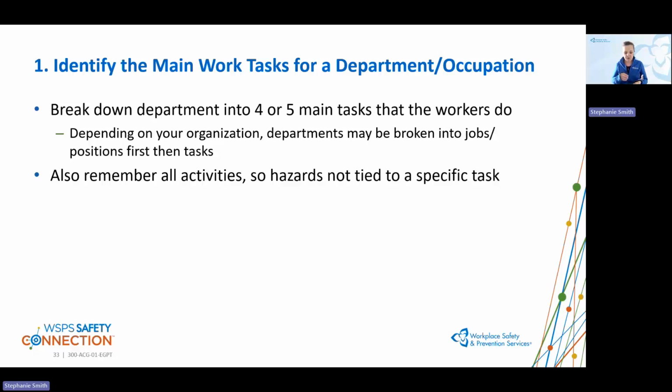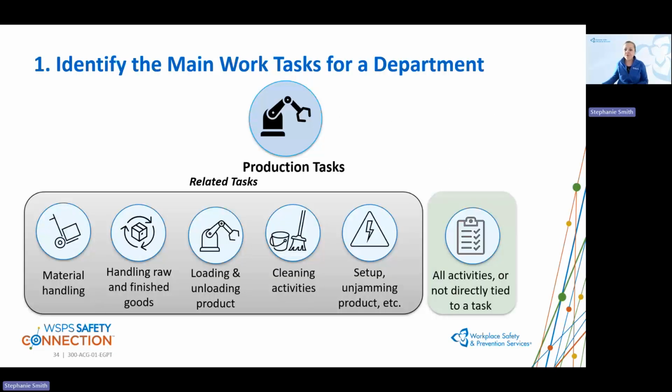But this is where you want to get your supervisors and your workers involved and sit down and say, okay, what are the main tasks that you're doing? And remember, all activities are not just tied to a specific task. So if we think back to that diagram I showed you earlier, where we had a manufacturing facility, one of the departments was production. What are the main activities that could happen at production?